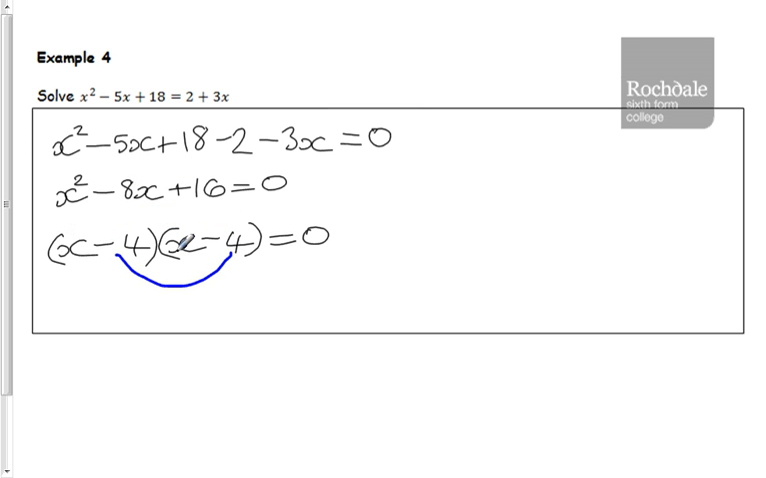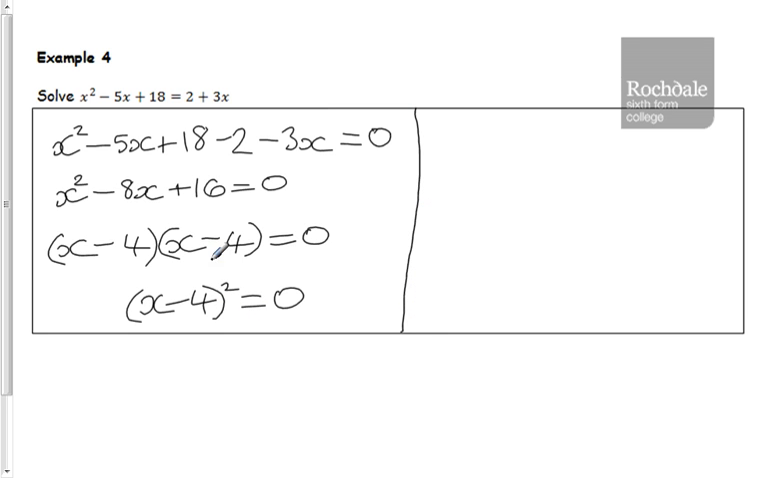Notice here both brackets are actually the same, so we could write this as x minus 4 all squared, a bracket times by itself. This means we have effectively two brackets timed together to give 0. As always, one of the two brackets themselves must equal 0 for that to work. And because they're both the same bracket here, we get 4 both times.